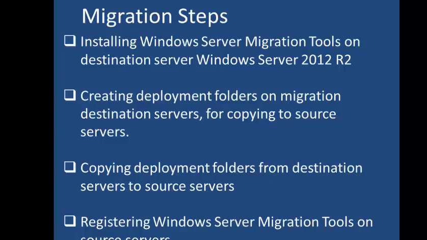Let's take a look at the migration steps. The first thing that we need to do is to install the Windows Server Migration tool on our destination server, which will be our Server 2012 R2 server. Our next step is creating a deployment folder on the destination server, which is the Server 2012. And this deployment folder is going to be used for copying to the source server.